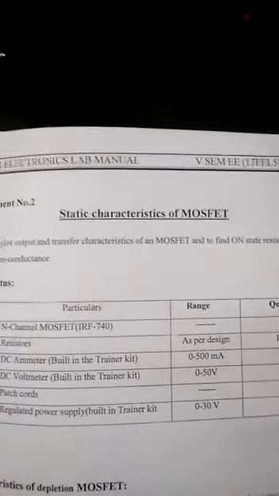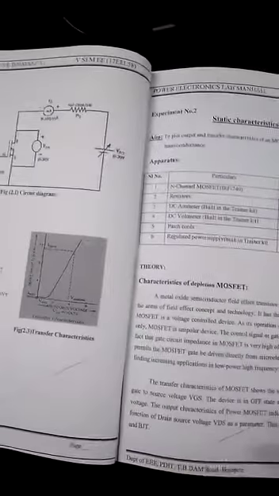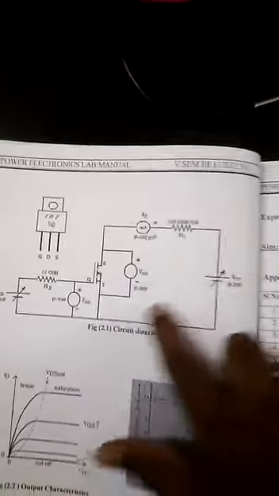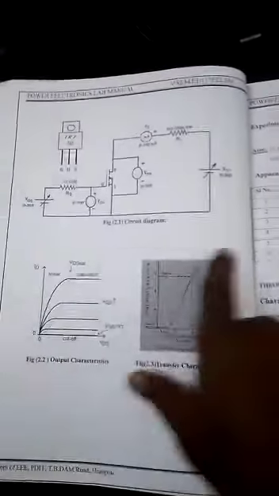Hello. Today I am going to conduct the experiment on the static characteristics of the MOSFET. MOSFET means metal oxide semiconductor field effect transistor. This is the circuit diagram of the MOSFET, and this is the graph of the MOSFET. In the MOSFET we have to study the output characteristics and the transfer characteristics.